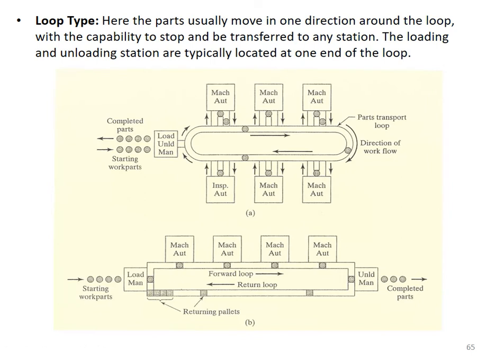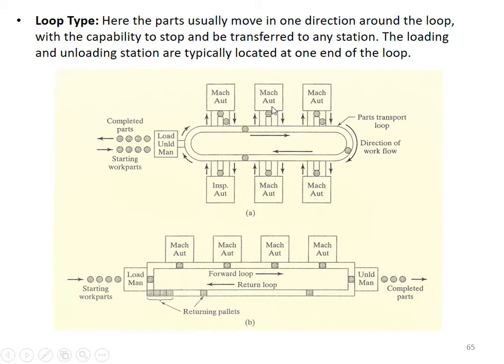So this is the loop type. We already explained how the loop type will work. Starting over here, it will complete different operations, and the direction will go over here, depending on the requirement. Suppose it is a milling machine, it should be milled if the part is required to have that particular milling operation.